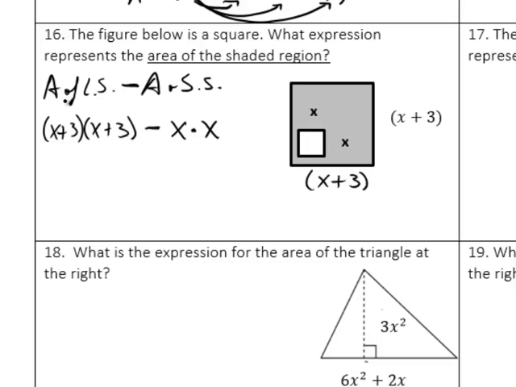Now, multiply those binomials together using the box method or distributive. I'll do distributive. You can do whatever you want. x times x is x squared. x times 3 is 3x. 3 times x is 3x. 3 times 3 is 9. And then x times x, so now we subtract because of a minus sign. Minus x times x, which is x squared.